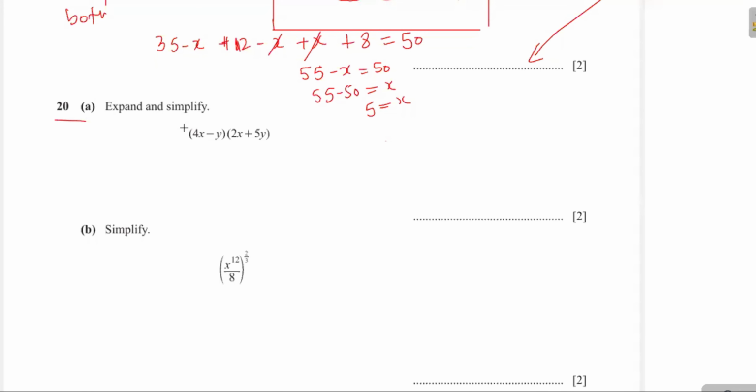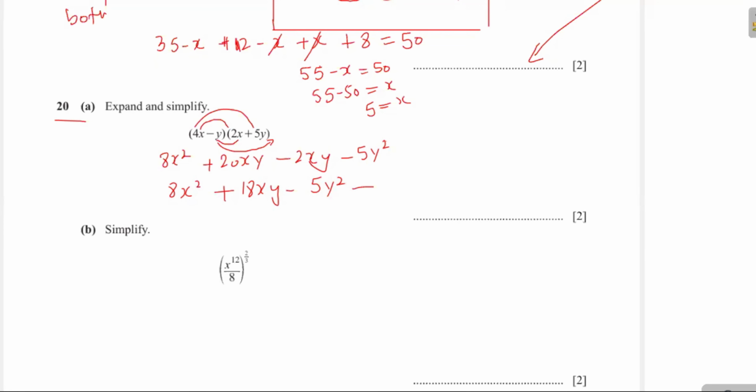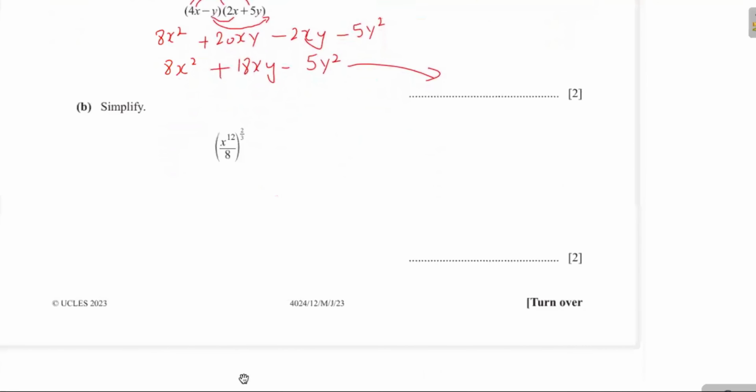Question number 20, part A, expand and simplify: 4x minus y into 2x plus 5y. Firstly, we multiply 4x by 2x, we get 8x squared. Next, 4x by 5y, we get plus 20xy. Next is minus y multiplied by 2x, we get minus 2xy. And minus y multiplied by 5y, we get minus 5y squared. Now we can write it as 8x squared plus 18xy minus 5y squared. This is the answer. Now the part B, simplify.